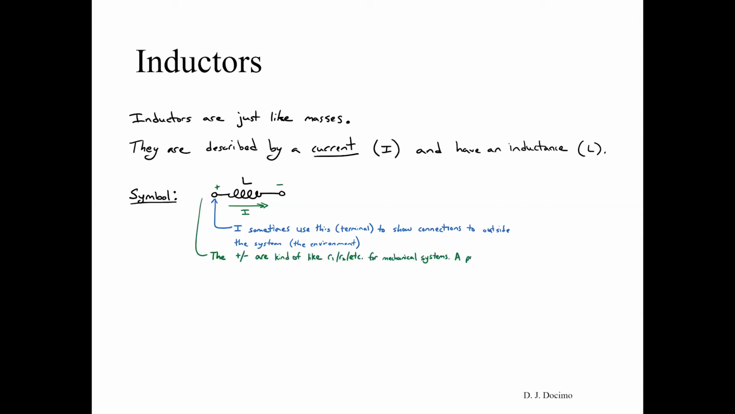And then the plus and minuses here are kind of like our R1s and R2s for the mechanical systems. They represent our voltage direction, and a positive current will flow from positive to negative for these.